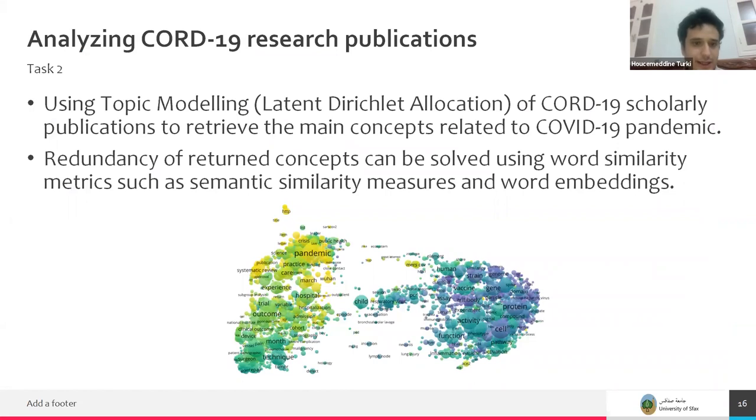Okay, the second type of annotating concepts and finding them in CORD-19 research publications is the use of topic modeling, and mainly latent Dirichlet allocation. Okay, we can use it to retrieve the main concepts, and using the co-occurrence, we can find some kinds of relations. But the development of methods based on that is still at its beginning. Well, the redundancy of returned concepts, for example, the synonyms or the closely related ones, for example, hypernyms, eponyms, etc., can be solved using word similarity metrics such as semantic similarity measures or word embeddings.